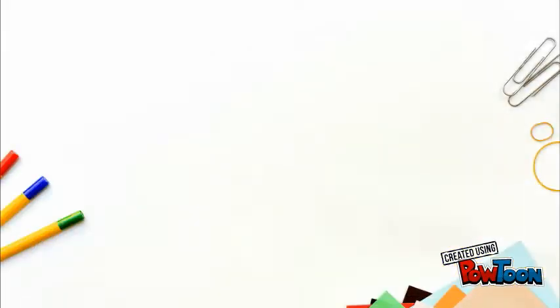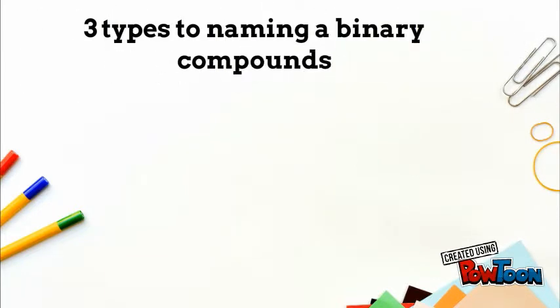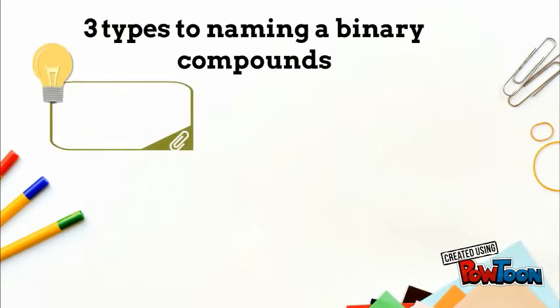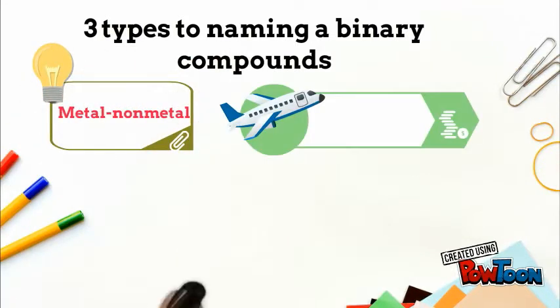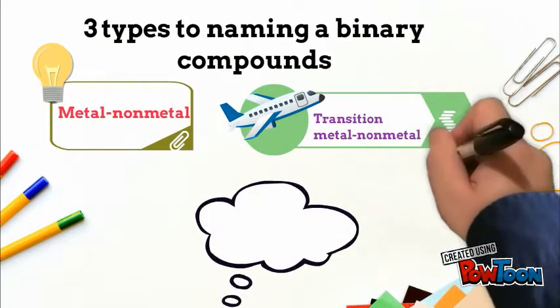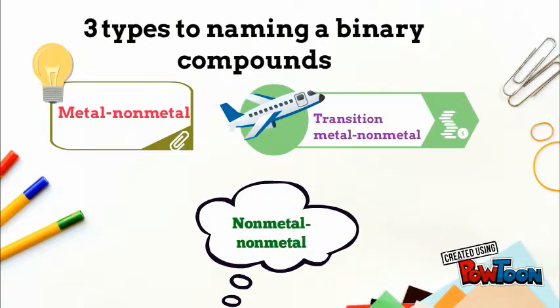So now, let us learn how to name binary compounds. There are three types of binary compound that we will focus on. The first one is a combination of metal and nonmetal, the second is transition metal and nonmetal, and the last one is nonmetal with nonmetal. You should know the type of element, whether it is metal, nonmetal, or transition metal.